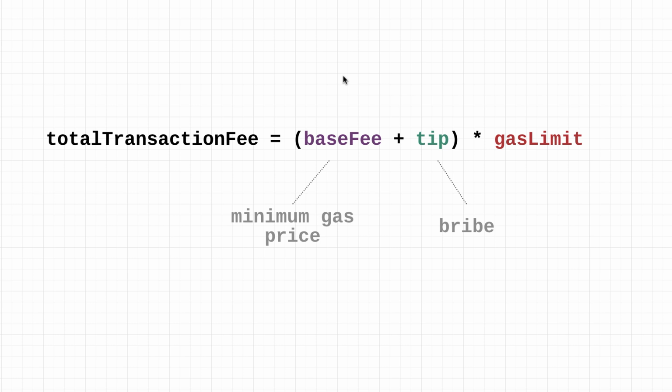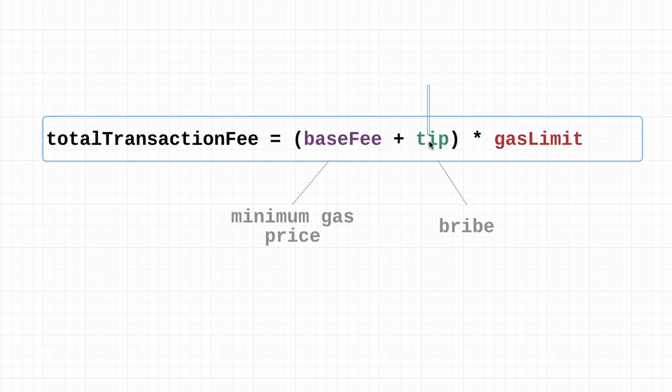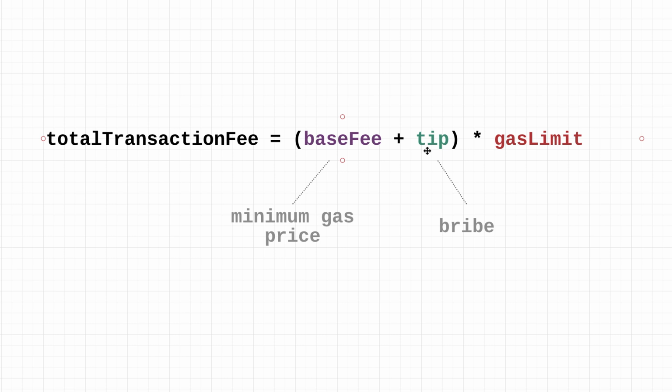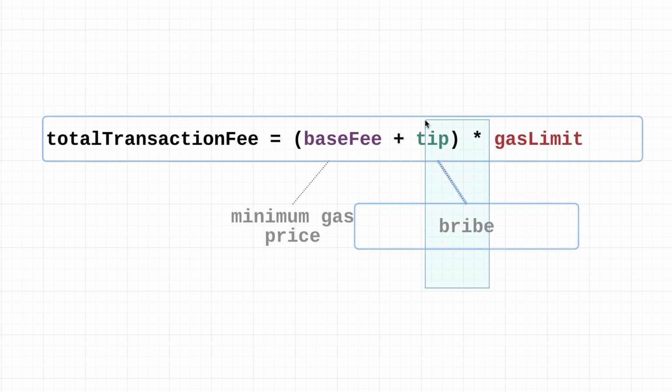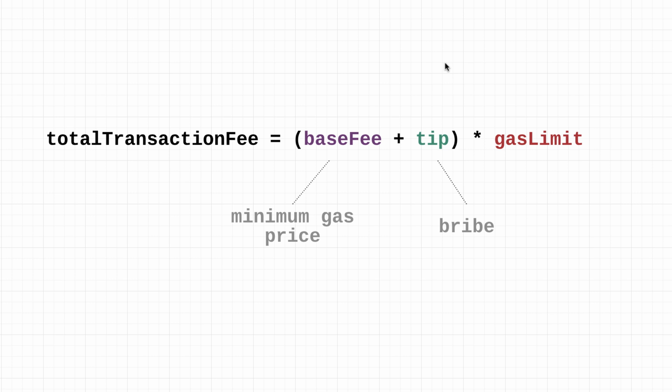And they're going to do this because this fee right here, remember, doesn't go to the miners. This actually gets burnt, or this Ether is removed from circulation. So the miners are going to be able to keep this tip right here. So of course, as transactions come in, they're pretty much going to sort them by highest tip to lowest, and the ones who bribe the miners the most pretty much get their transactions processed faster than the others.